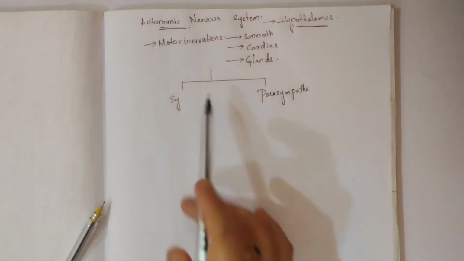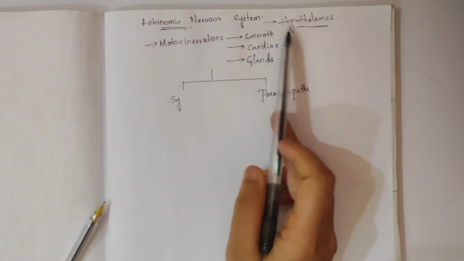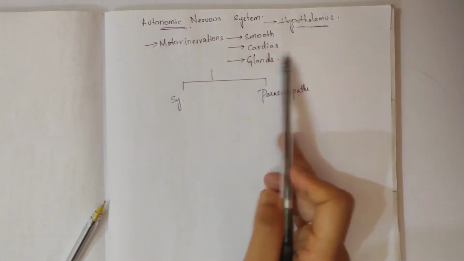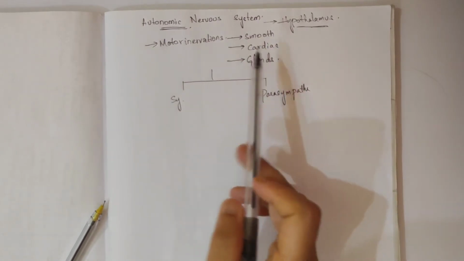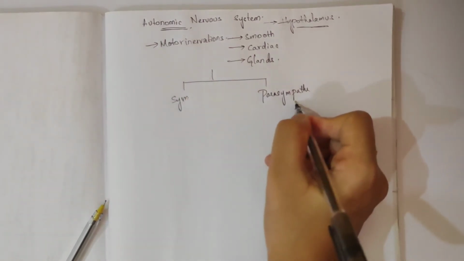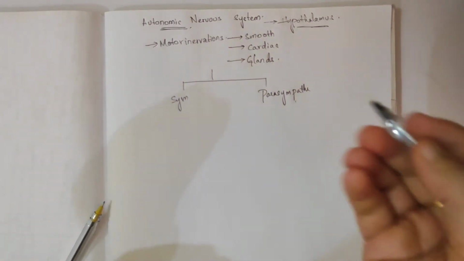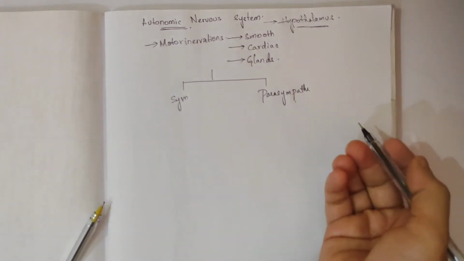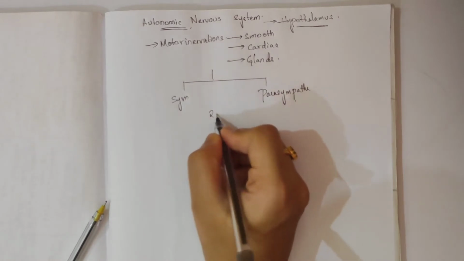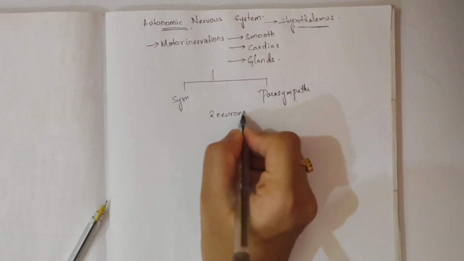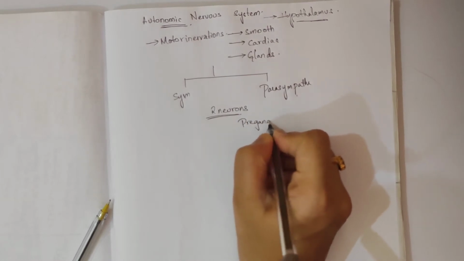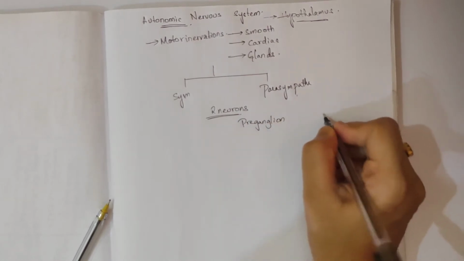Now let's talk about the autonomic nervous system, which is controlled by the hypothalamus and has motor innervation of smooth muscle, cardiac muscle, and also glands. The autonomic nervous system is divided into sympathetic and parasympathetic. For neurons to reach any target tissue, in either sympathetic or parasympathetic, we need two neurons: preganglionic and postganglionic.